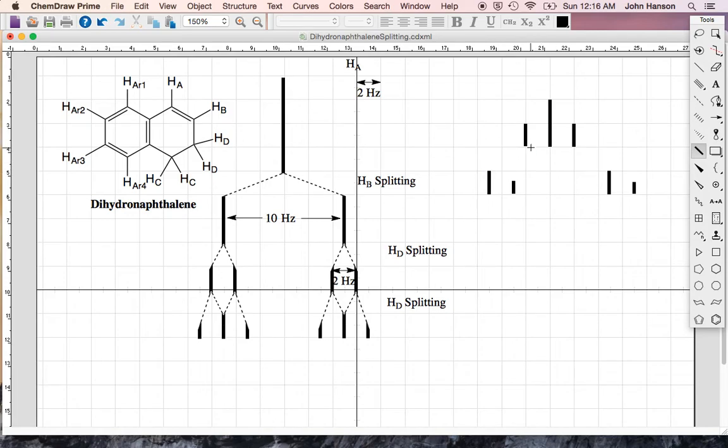Okay, and now I've got to do this line. So now if I go to the right, go over 5 and down, it's going to be right there. It's going to be half the intensity. And then go over 5 there and down this way. And there it is. So look, there's my double triplet.